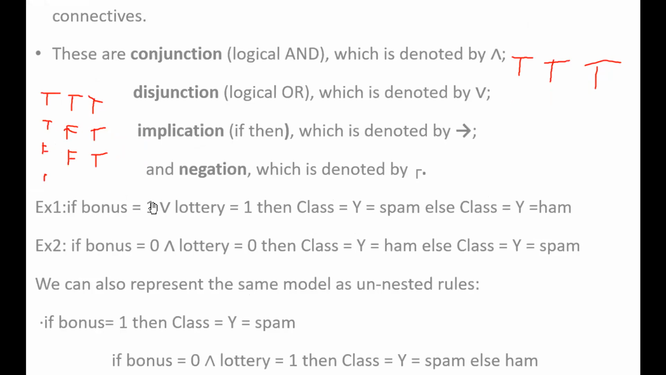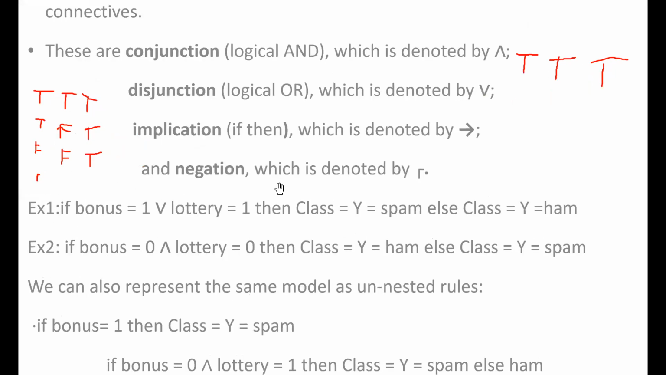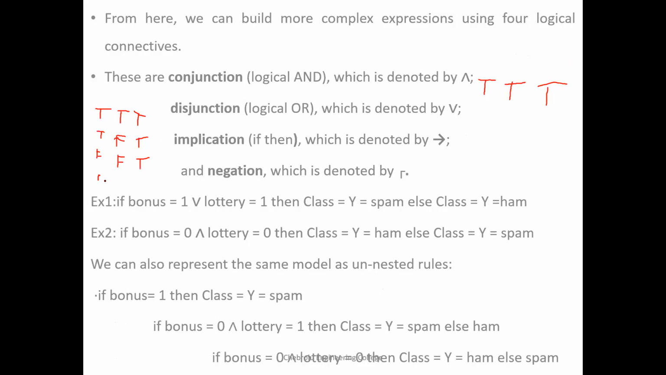And then, what do you mean by negation? Negation: if true, then the output is false. If false, the output is true. As simple as this. Now, you can also see an example: if bonus is 1 or lottery is 1, then class Y is equal to spam.